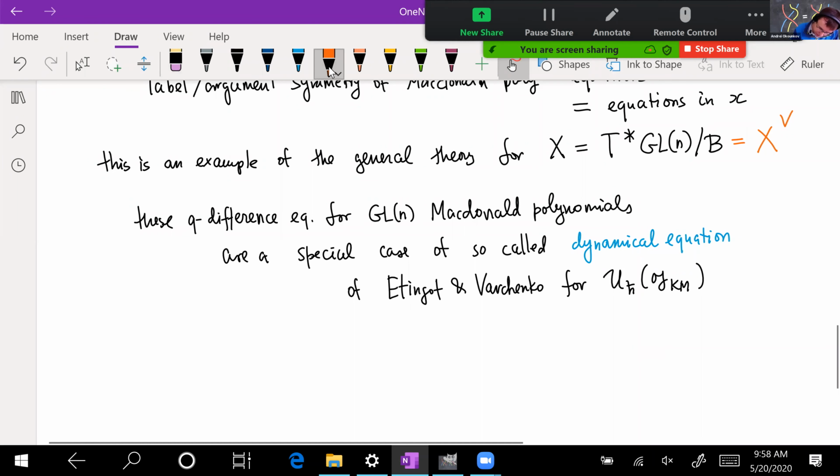We'll need more general theory. We'll need to generalize that.